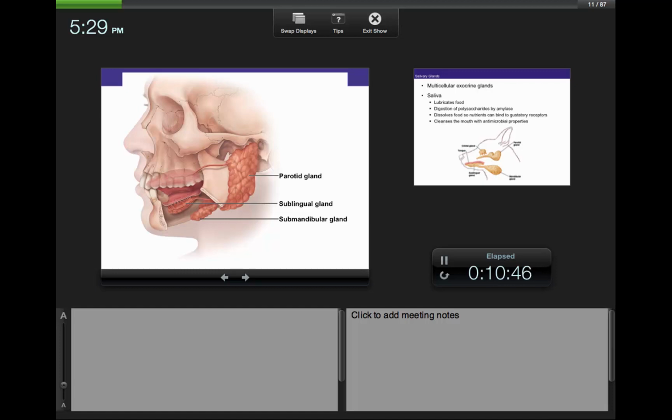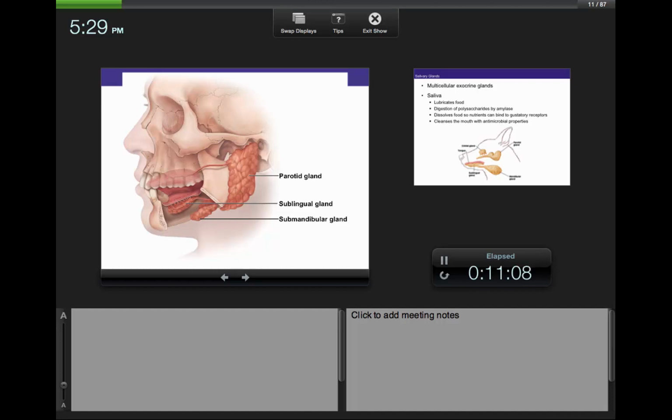Okay, so that's the sublingual gland. It secretes lots of mucins. The submandibular gland right here, all you need to remember is that it's intermediate between the parotid gland and the sublingual gland.